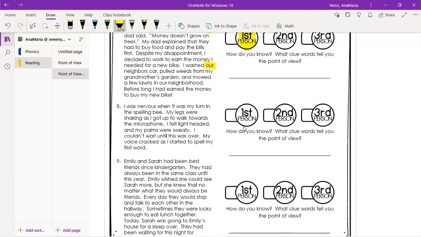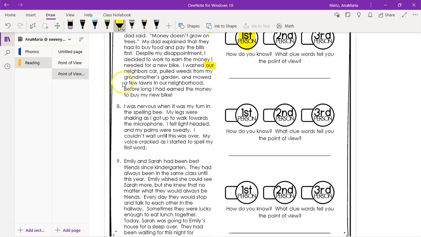I was nervous when it was my turn in the spelling bee. My legs were shaking as I got up to walk towards the microphone. I felt lightheaded, and my palms were sweaty. I couldn't wait until this was over. My voice cracked as I started to spell my first word.